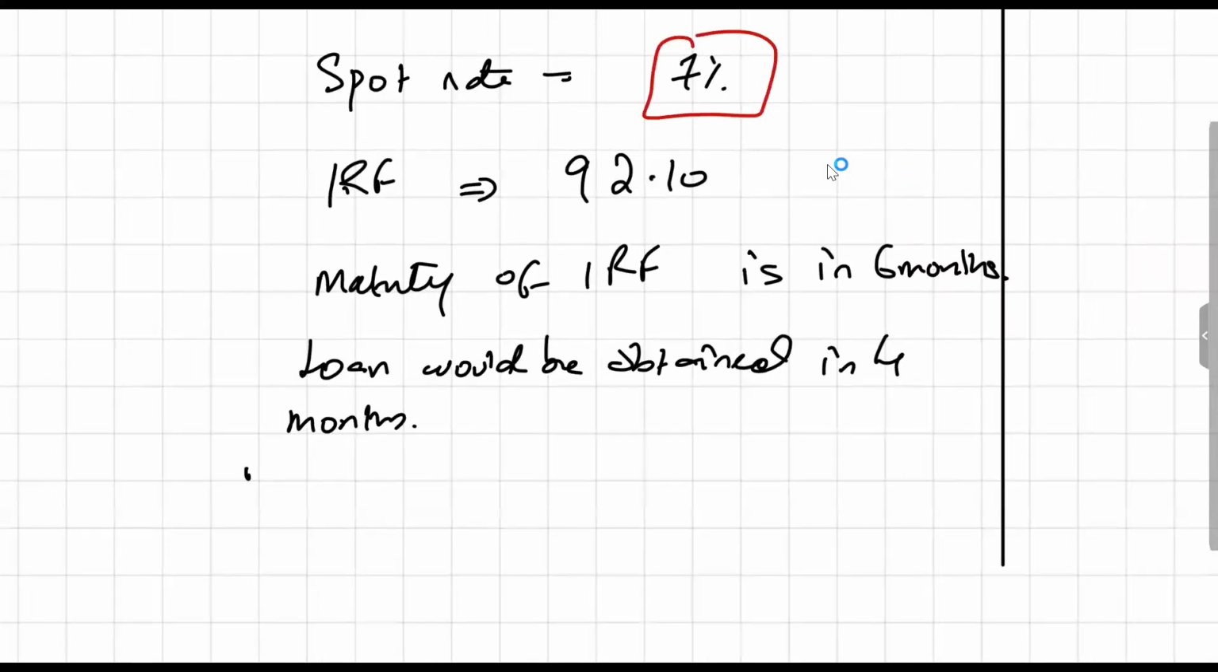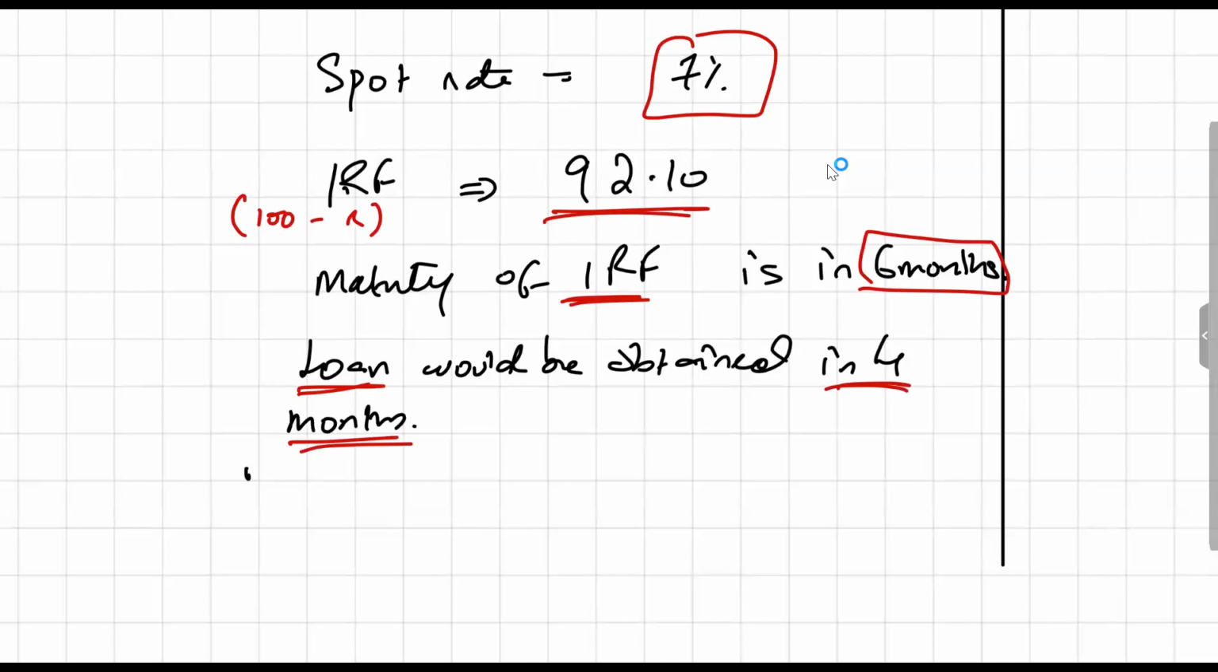The spot rate is 7%. The interest rate future is trading at 92.10. You know that the price of an interest rate future is 100 minus R. It says the maturity of this interest rate future is in 6 months' time. So this is actually going to mature in 6 months' time. Whereas the loan which you are trying to hedge, you would be obtaining in 4 months' time. Now try to see. We have to close the IRF position in 4 months.